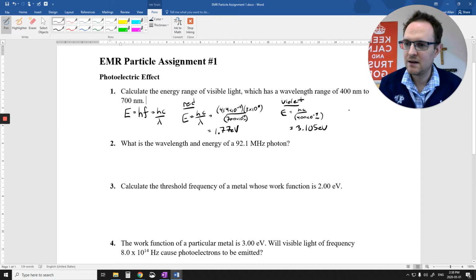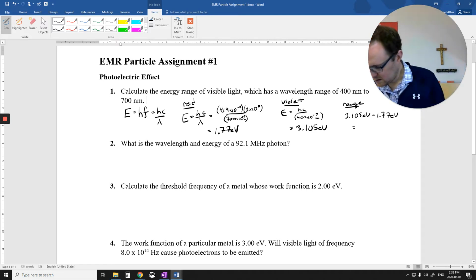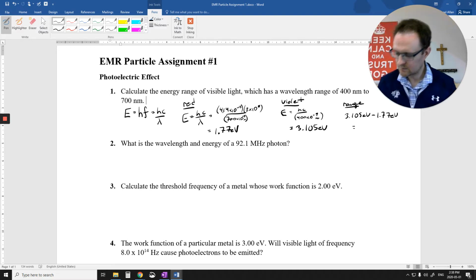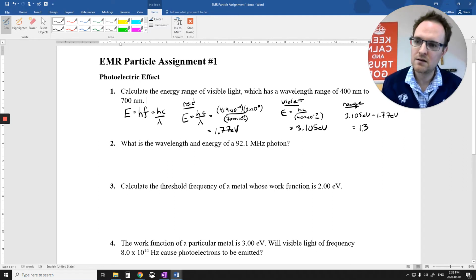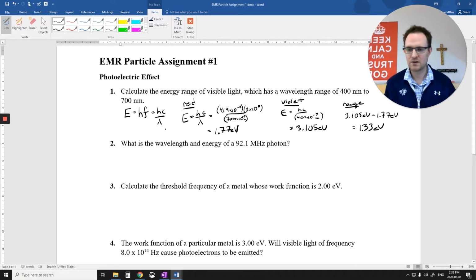Okay, which makes sense because the violet light is more energetic because it has a shorter wavelength. And the range that I have here, I'm just going to take one number minus the next number, just to find the difference between the two numbers here. So I get 1.33 electron volts is my range. I'm good.